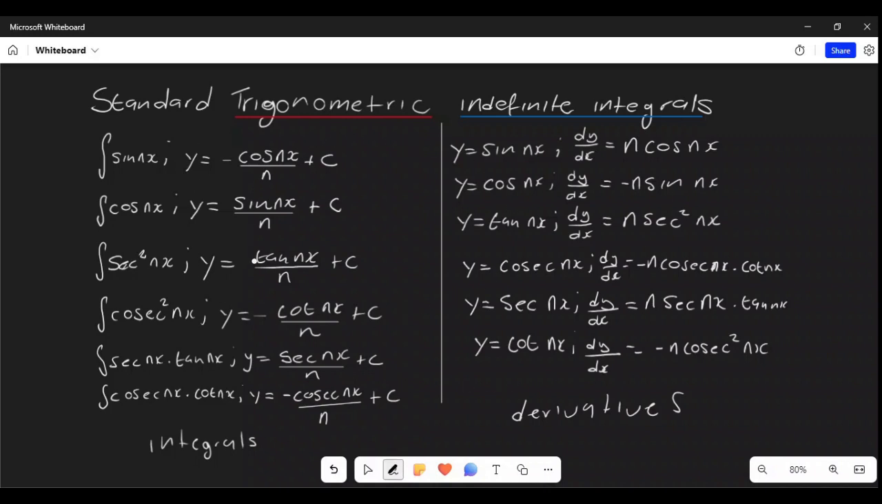As you can see, there are plenty, but we're going to apply these ones because we are integrating. But you need to know this in order to apply this.